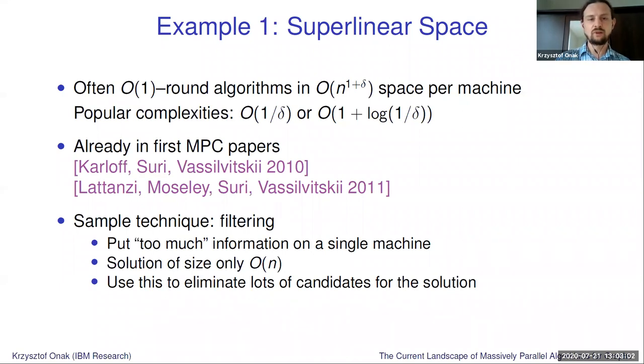In particular, I want to mention a very nice technique of filtering, which heavily uses the fact that this is superlinear space. Basically, it takes a sample from the set of unprocessed edges. It puts them on a single machine, and it crucially takes advantage of the fact that the size of the solution is only linear in the number of vertices. So we can put significantly more edges on a single machine. Now we can use some smart ideas to eliminate a large fraction of edges in order to proceed with the computation.